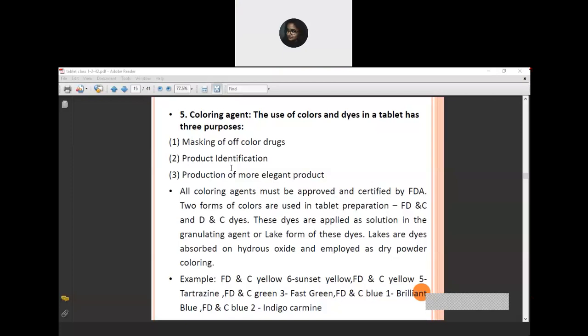So all coloring agents must be approved and certified by the FDA. What is FDA? What is Food and Drug Administration exactly? Food and Drug Administration. When you are using food colors, preparing a cake or pastry, you use some colors according to their flavors. If it is a pineapple flavor, you use yellow color. These are all artificial colors, not natural colors.